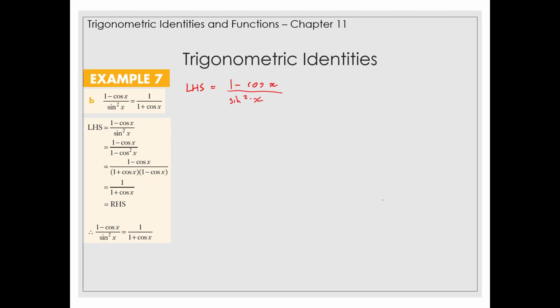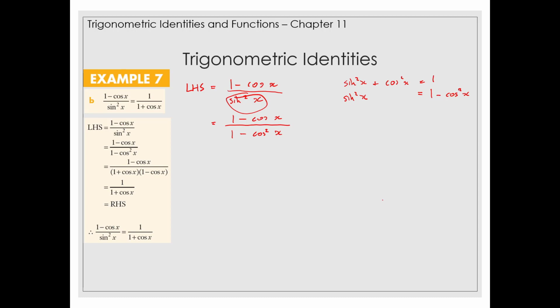Now, the Pythagorean identity says that sine squared x plus cosine squared x is equal to 1. So what we can do is rearrange that. We can have sine squared x is equal to 1 minus cosine squared x, which looks quite similar to what we've got on the top of the fraction here. So that's why we're going to change that. So we've got 1 minus cosine x all over 1 minus cosine squared x.